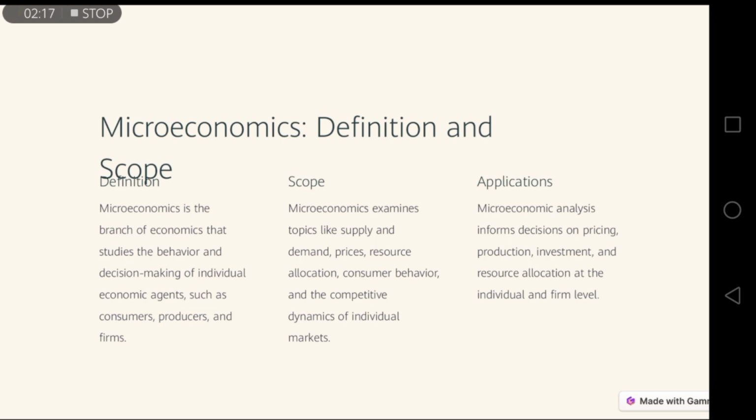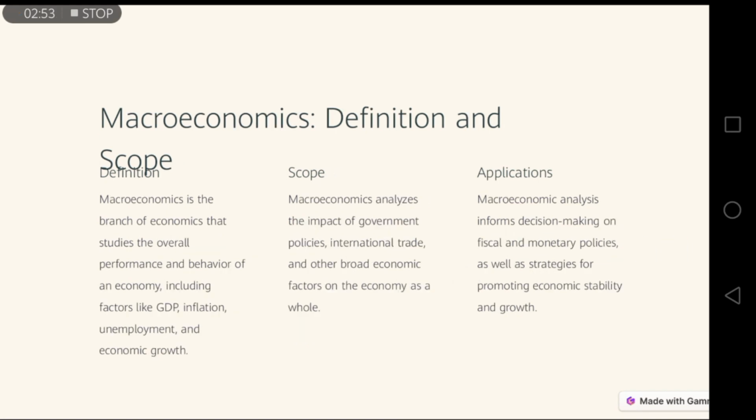Okay, the scope. Microeconomics examines topics like supply and demand, prices, resource allocation, consumer behavior, and the competitive dynamics of individual markets. As I said, it deals with the individual sector, and these are the topics it explores. Applications: microeconomic analysis informs decisions on pricing, production, investment, and resource allocation at the individual and firm level. So it looks at how individuals or firms make decisions on pricing, production, and investment, and how they take these decisions.